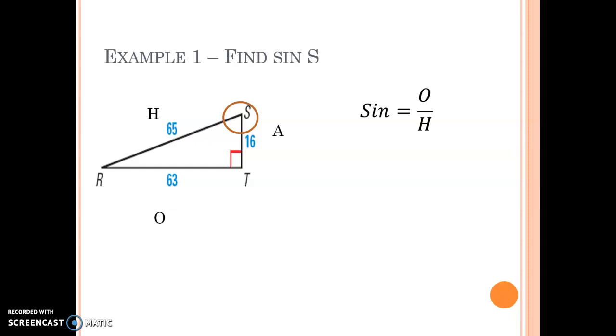The question was sine. Sine is opposite over hypotenuse. So our opposite is 63 and our hypotenuse is 65. So the sine of S equals 63 over 65. And again, in a bit, we will be able to use this to find side lengths.